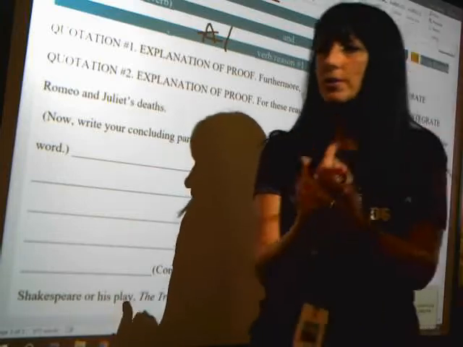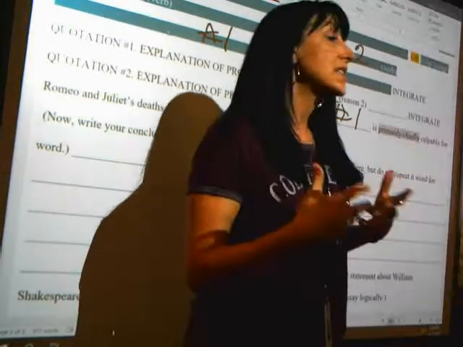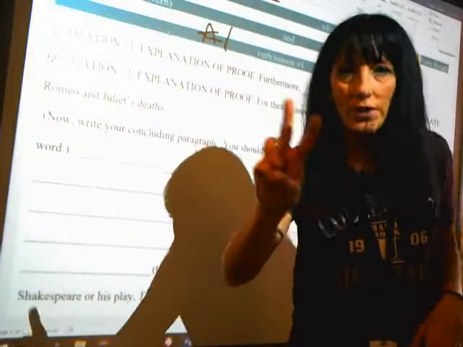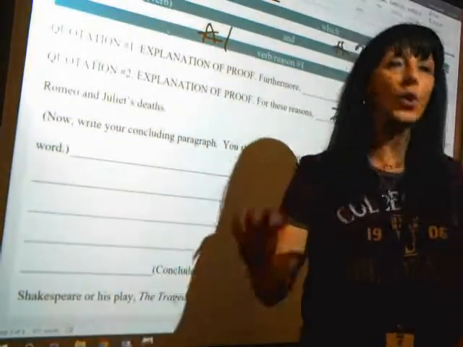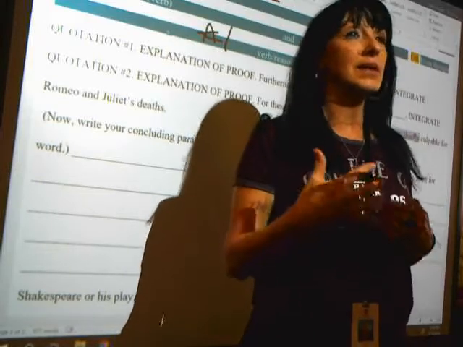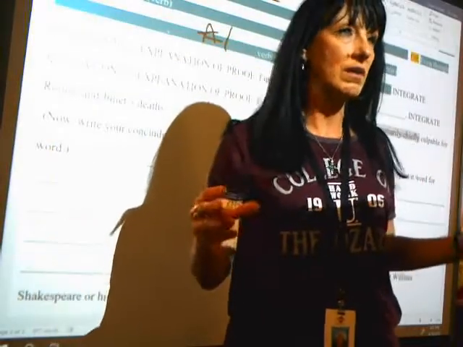If this is your character that you're saying is the most responsible for the deaths of Romeo and Juliet, then for heaven's sakes, you might have more than 2 reasons. You might have 3, you might have 4. This paragraph can go on and on and on. I don't care, as long as it makes sense and it's well constructed. Don't go on for the sake of going on, okay?